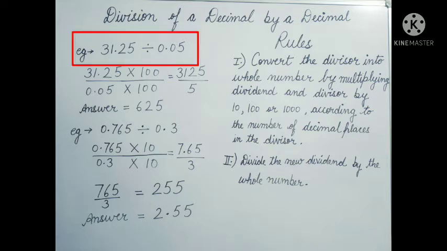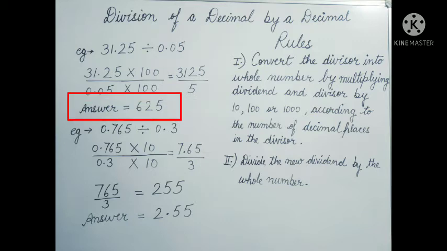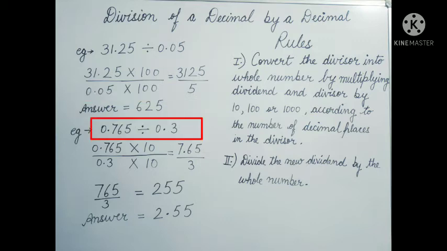We have to divide 31.25 by 0.05. Now we know that the divisor has two decimal places. So therefore we will multiply the dividend and divisor both by 100. We get 3125 divided by 5. So we get the answer 625.